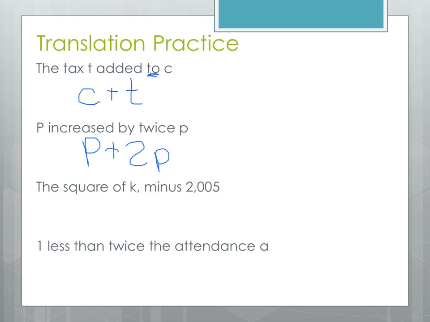The third example, the square of K minus 2005. Okay, remember, square means to the second power with exponents. So the square of K is going to be K to the second power. We'd write that with K with a superscript of 2 minus 2005.